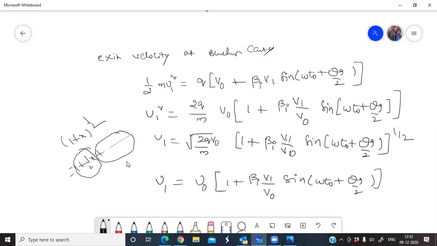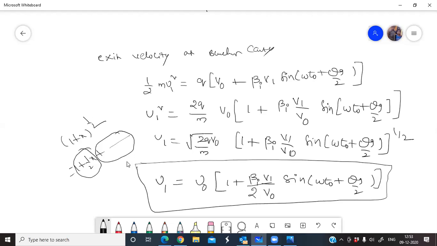That's why I write here 2 V naught: 1 plus beta i V1 by 2 V naught into sin omega t naught plus theta g by 2. This is by neglecting higher order terms. So finally, v1 is this, after the buncher cavity. What is the meaning of that? This is after the velocity modulation. So v1 equals v naught into 1 plus beta i V1 by 2 V naught sin omega t naught plus theta g by 2. This equation is known as the velocity modulation equation.